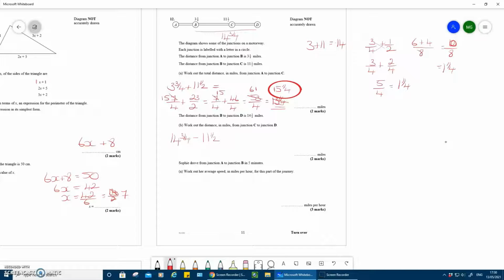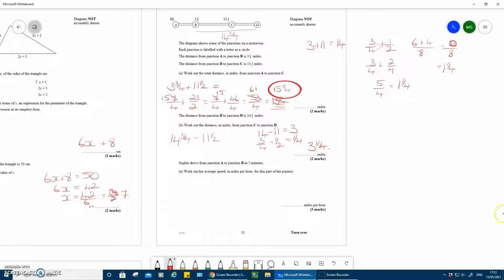It's the best way of doing this one. Again, you could do the improper fractions. You can do a takeaway. You can do 14, that would work this time. 14 take away 11 is 3. The 3/4 take away a half is just a quarter. So you're left with 3 1/4 miles.